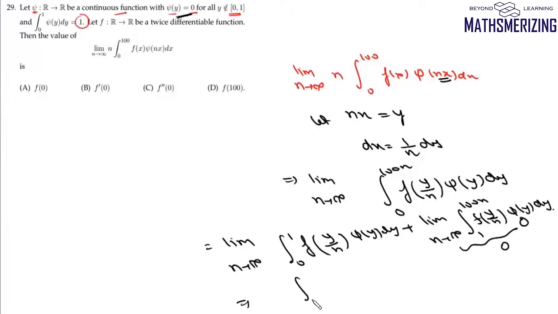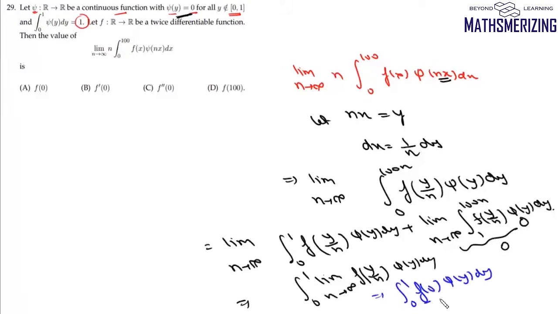Now we can write this limit as from 0 to 1 limit n tends to infinite f(y/n) and then psi(y) dy. Now when n tends to infinite, 1 upon n is 0. So it will be simply from 0 to 1 f(0) psi(y) dy. We can take this f(0) out, and then what is integral of psi(y) dy? It is nothing but 1. So answer to this limit is f(0), and that's your option number A.